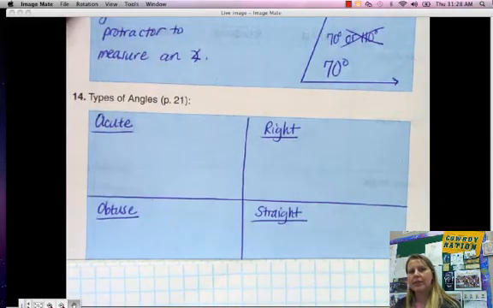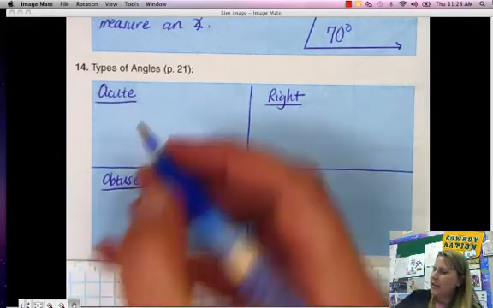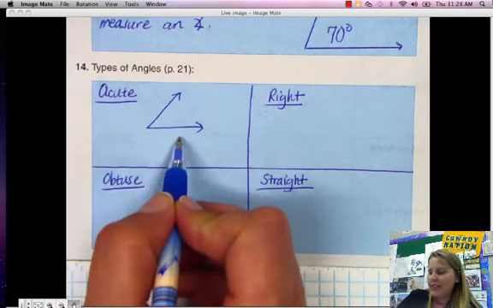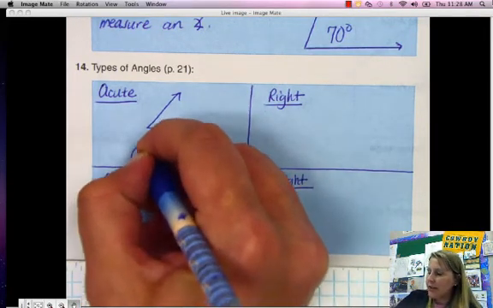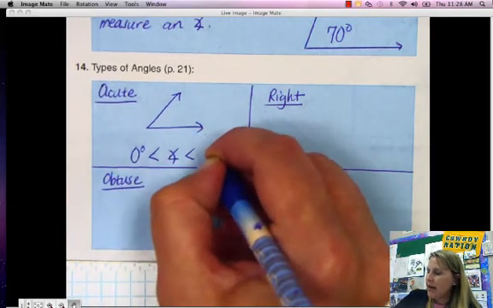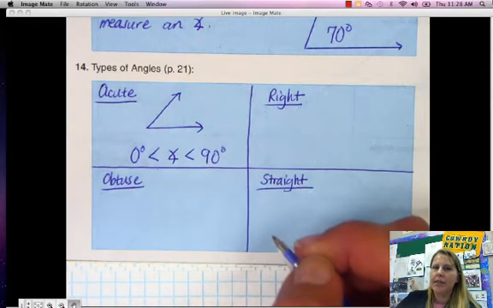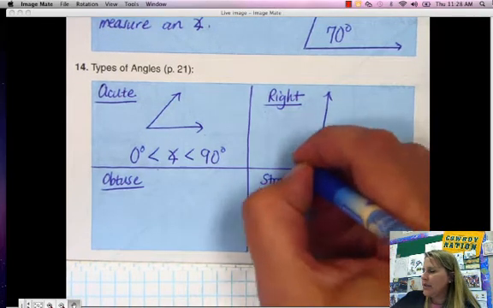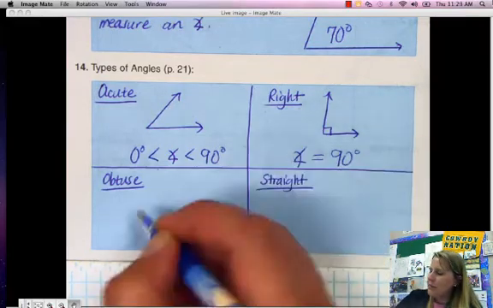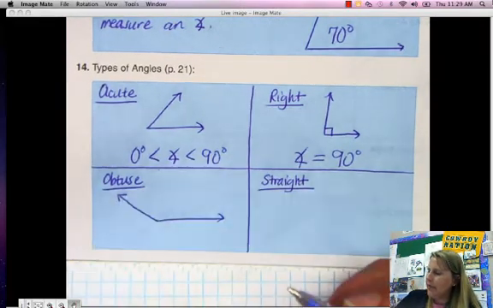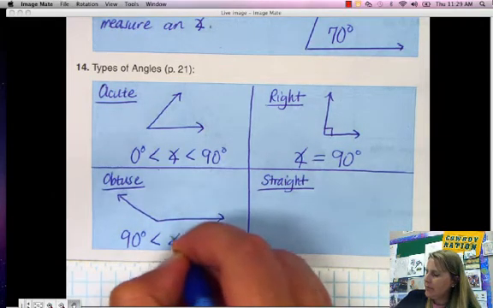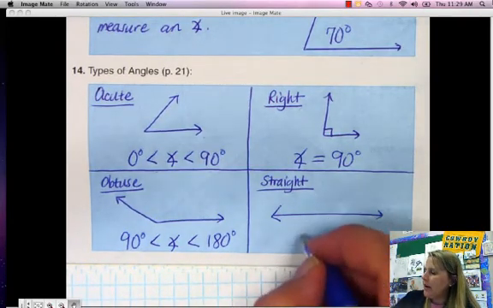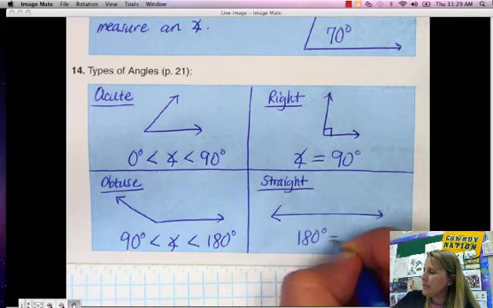So let's talk about the different kinds of angles. There's acute, right, obtuse, and straight. An acute angle is really tiny. Oh, it's so cute. See the word cute in there? It's really cute and tiny. And it is in between 0 degrees and 90 degrees. So anything less than 90, greater than 0 is acute. A right angle, you probably know this already, is exactly 90 degrees. So the angle equals 90 degrees. An obtuse angle is big. Okay? It goes between 90 and 180. And a straight angle looks exactly like a line, and we call that exactly 180 degrees.